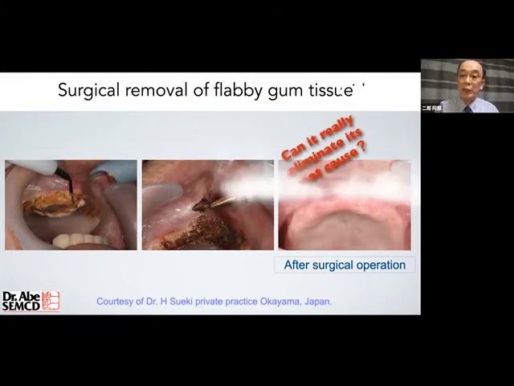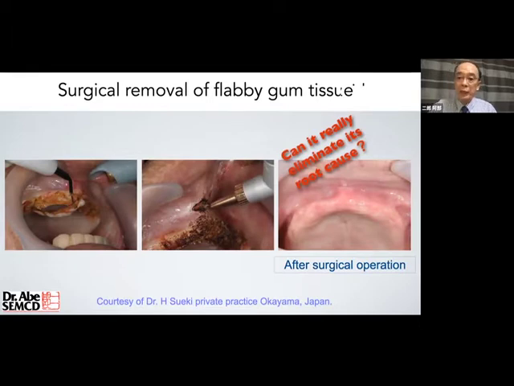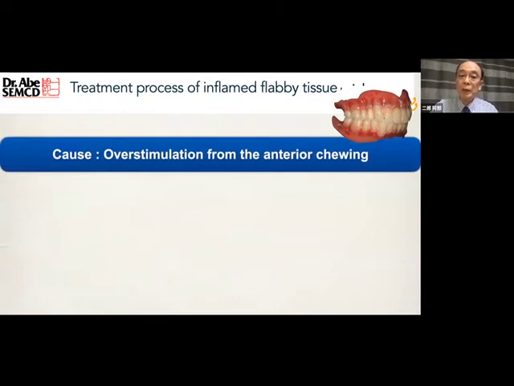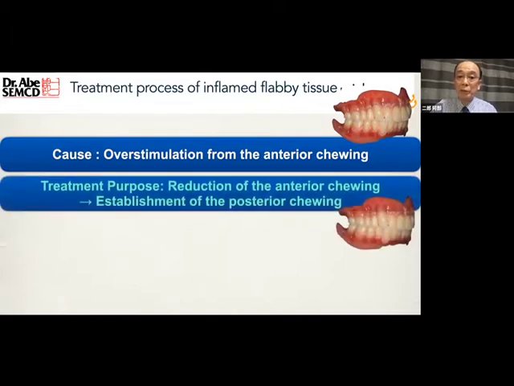But let me pose a question. Can it really eliminate its root cause? What is the root cause of flabby tissue, the generator of the flabby tissue? So here, I'd like to show you the treatment process of inflamed flabby tissue. The cause of flabby tissue is, of course, overstimulation from the anterior chewing. The purpose of the treatment of flabby tissue is to reduce the anterior chewing instead, and the posterior chewing should be established.